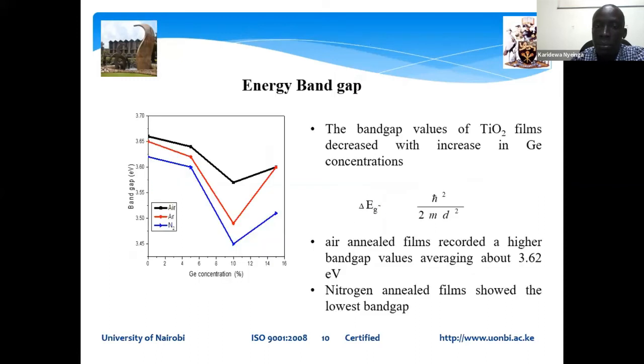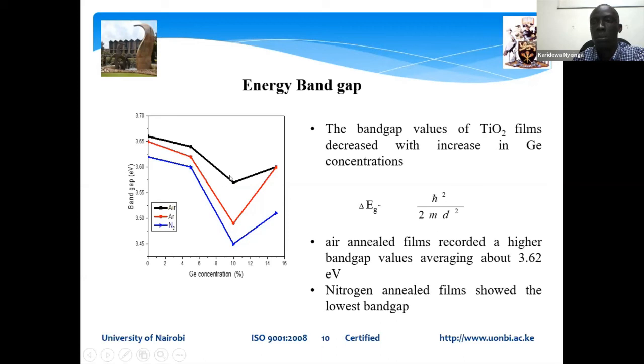This is the energy band gap for the films annealed in 3 different atmospheres with different concentrations of germanium. It is noticed that as we increase the germanium concentration, the band gap also decreases up to around 10%. And this could be associated with the increase in the particle sizes, as confirmed from our X-ray diffraction results, which I may not be able to share because of time.